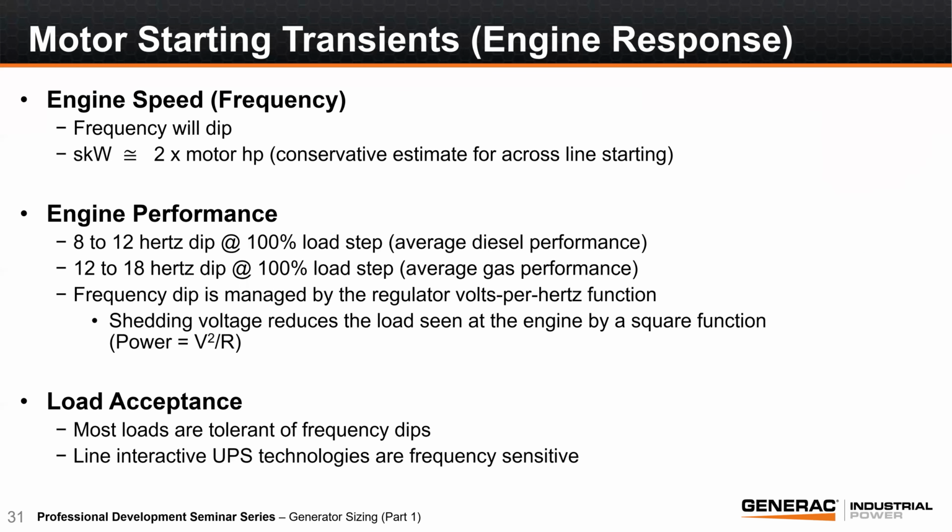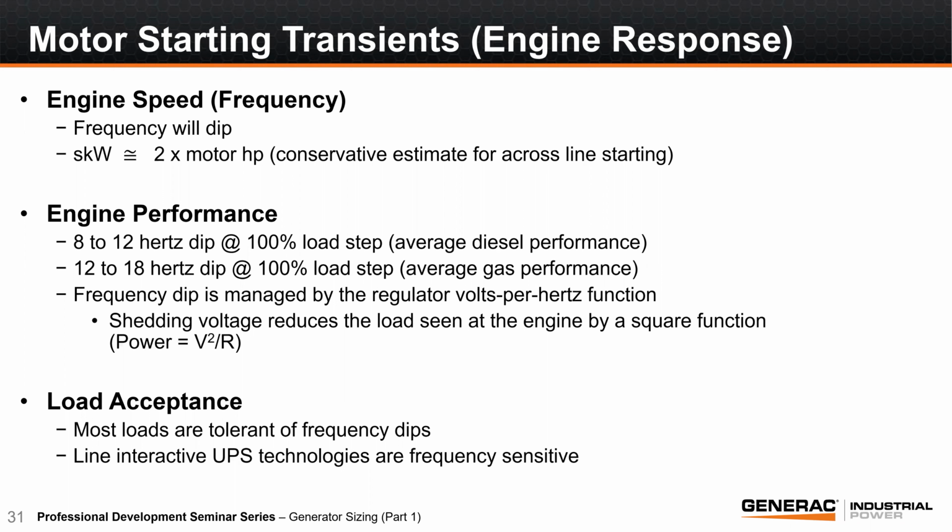When we look at frequency dip, we can sort of deduce that a good rule of thumb for determining starting kW is 2 times the horsepower of the motor that we're starting, if we're only starting one motor. This may be a little conservative, but it's a great tool to help a customer look at what he needs to consider when determining the size of his generator. So if he has a 50 horsepower motor, then he will need to make sure that the generator has a minimum of 100 kilowatts free capacity.